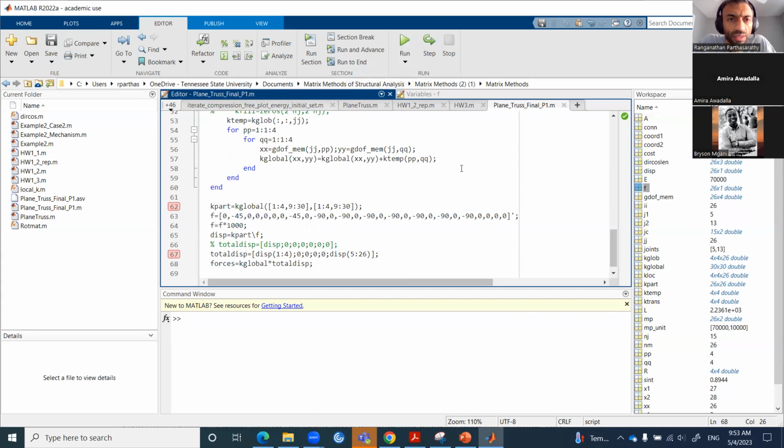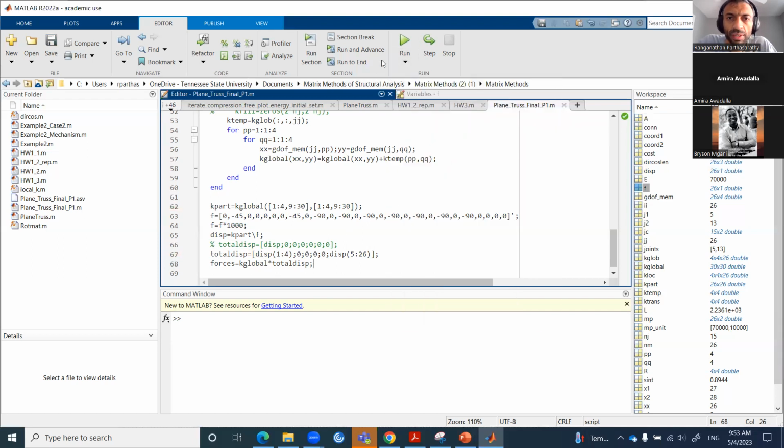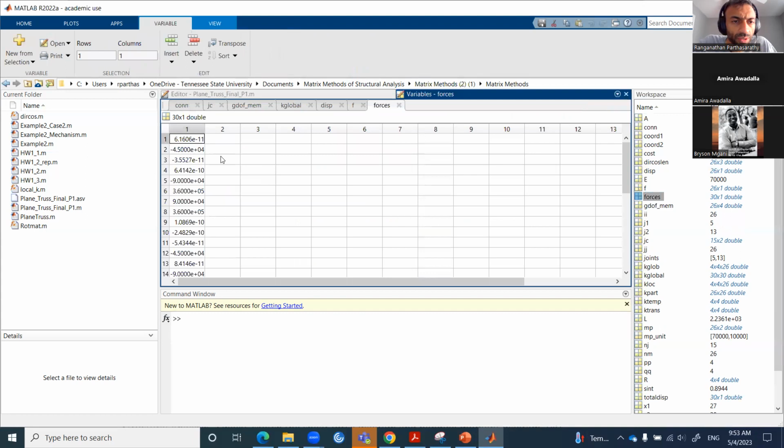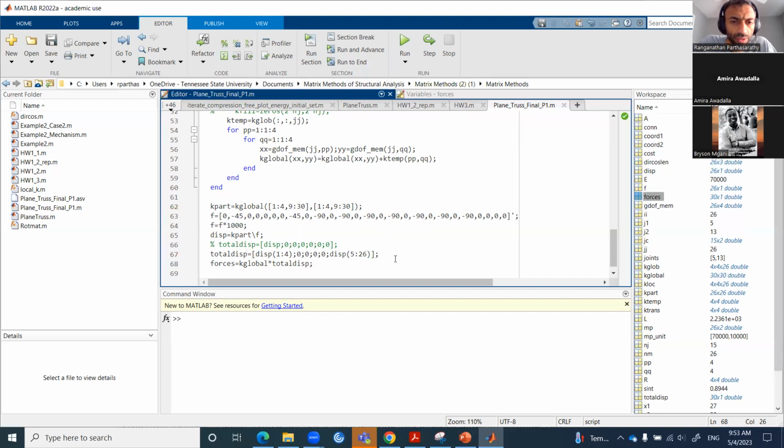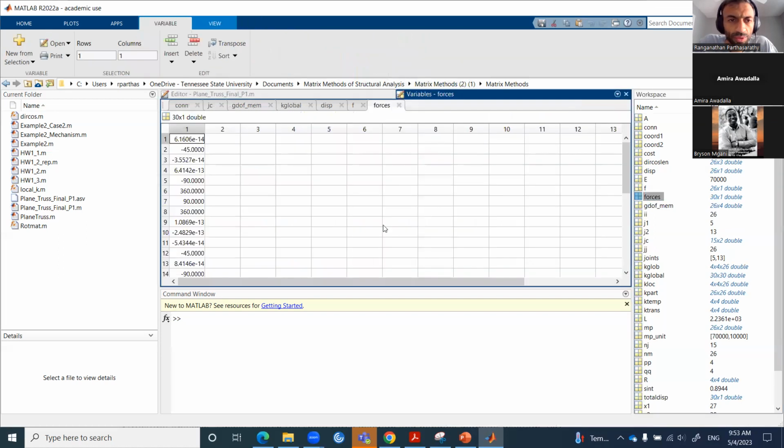Okay. Now we can remove the... I forgot where you remove all the, yeah, clear all breakpoints. Okay. Now you got your forces. Those are your forces in Newton. So let's just do forces, this forces by 1000. So now you got your forces.